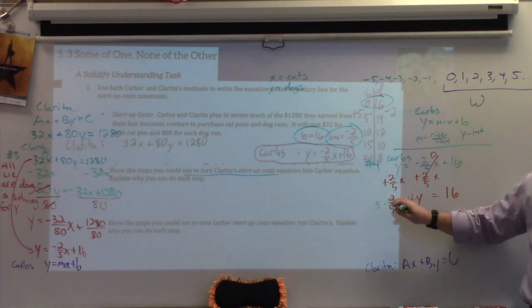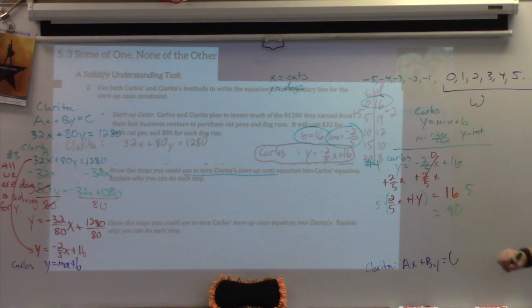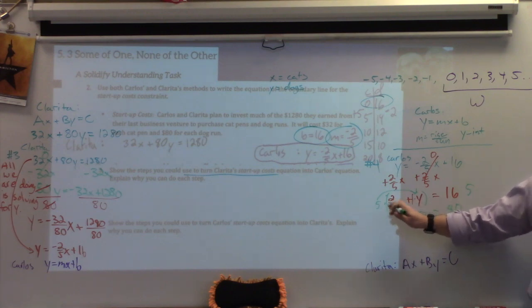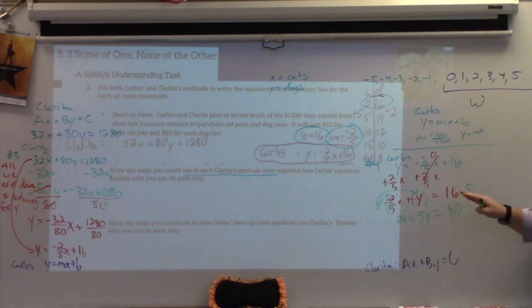Notice, and I want to point this out, if I multiply both sides of the equation by 5, it does not give me Clarita's equation, but I get 80 here. What is 5 times y? 5y. And then I do 5 times 2 divided by 5. Those 5's cancel and I'm left with 2x. Is that in standard form? Yes. Is that the standard form that Clarita had? No. But if you didn't know what the equation was supposed to be, you could totally stop right here.